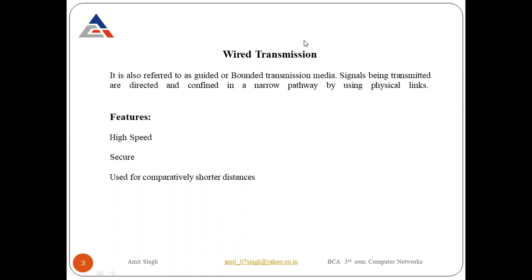wire transmission. Because suppose we are working in a wide area network, WAN, one of the types of network. Here we can use wireless transmission, because over long distances we cannot use wire transmission, since a large number of wires would be needed in that area. So wired transmission can be used for shorter distances. Clear?